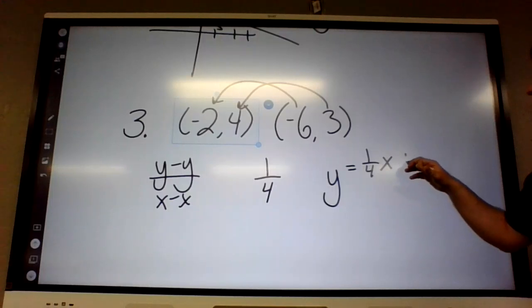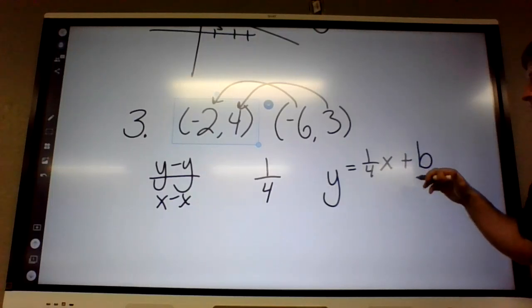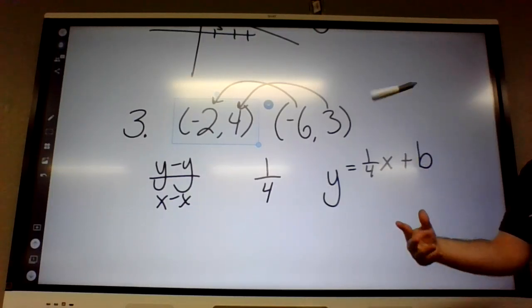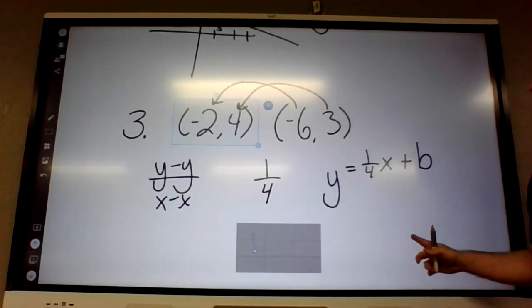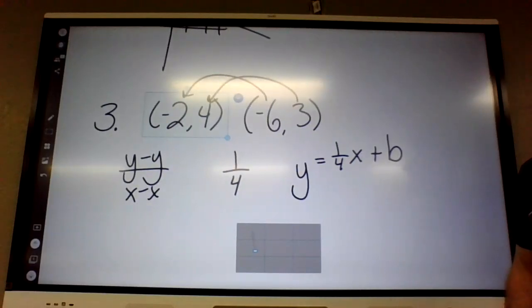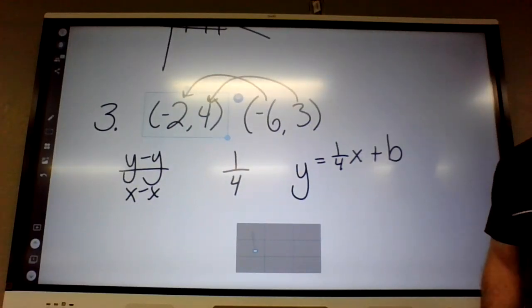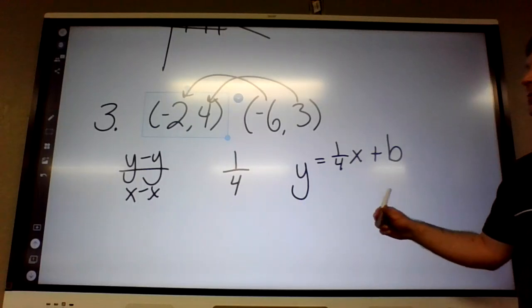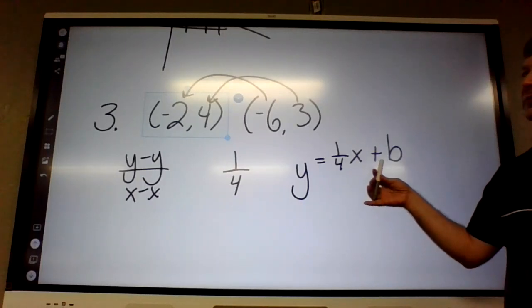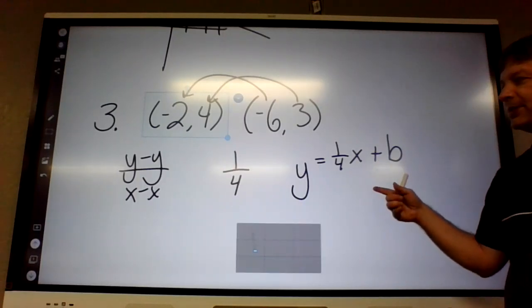Okay, how do I find the b value on this one? Good question. How did we find it on the last one? It's just where it crosses the line. Where does it cross the y-axis at? 4.5. Now, it looks like 4.5, but if it's floating kind of in the middle, can we really tell?